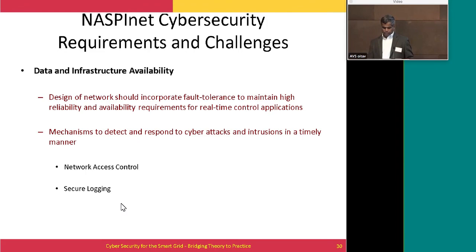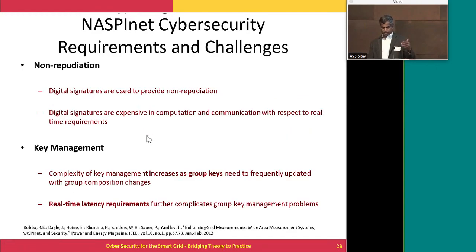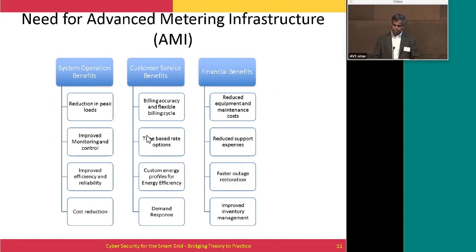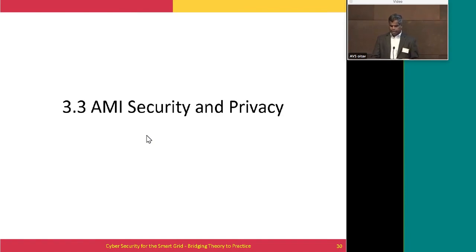Data and infrastructure availability, this is the availability requirement, like we were talking about all those CIA properties and extended CIA properties, they apply to this context. So in the interest of time, let me quickly run through this one, AMI security and privacy.